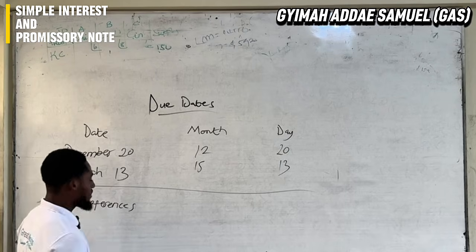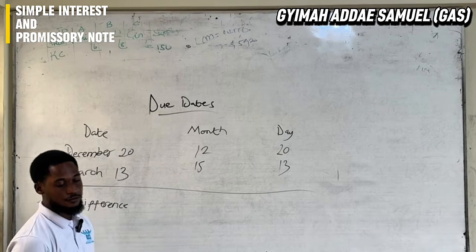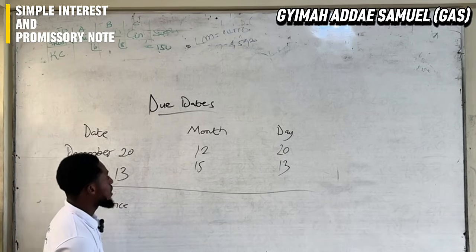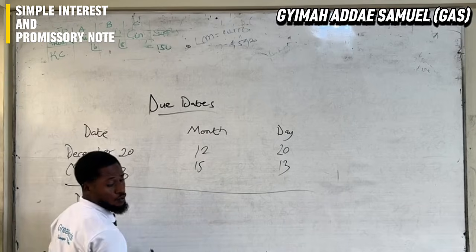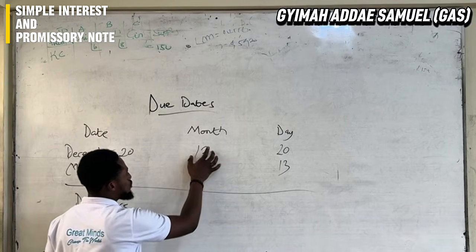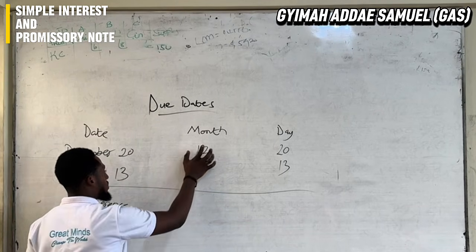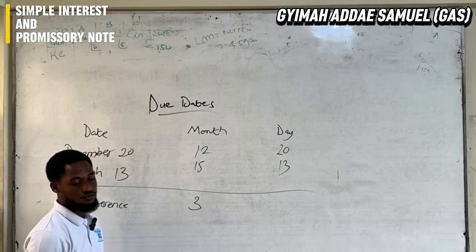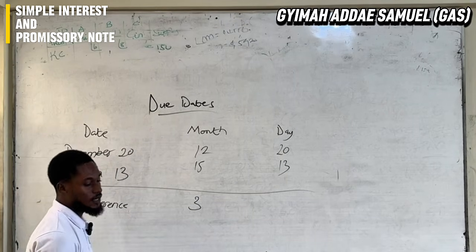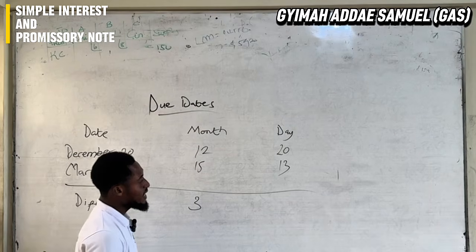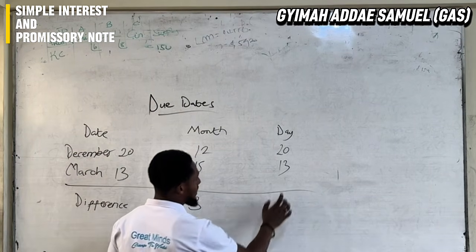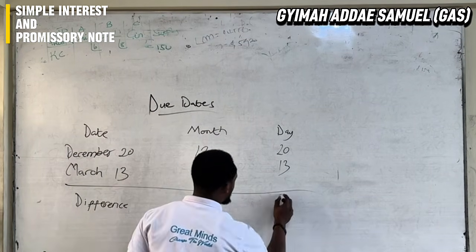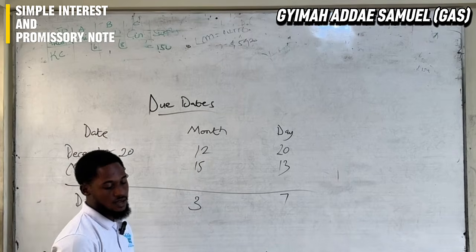You would have to find the difference. So now with the difference in the month, you subtract the 12 from the 15, and the difference will be 3 months. And with the days, you will subtract 13 from 20, and you are getting 7.